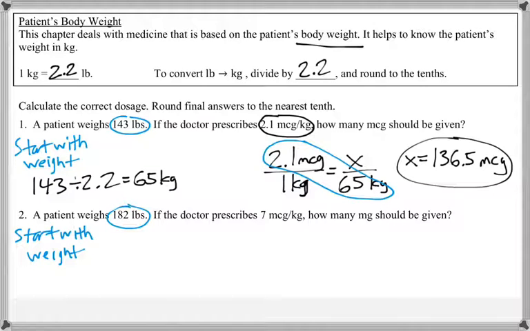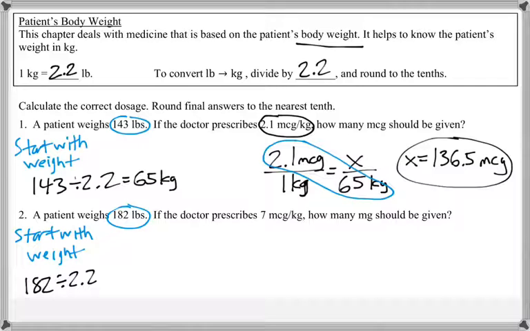So the 182, I need to divide that by 2.2. And we get 82.727272. This step we always round to the nearest tenth.